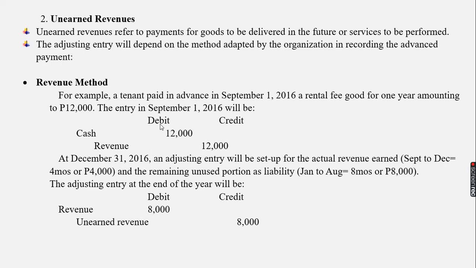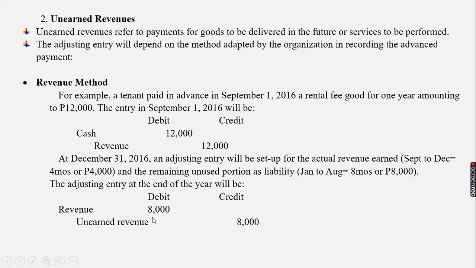For 1 year. So parang yung utang mo pa sa kanya, pag malalagi pa siya, dun pa siya titira sa pinagrentahan niyang bahay January to August. Okay? So, ang hindi mo pa i-recognize na revenue mo is yung January to August, which is 8,000. So, ang adjusting entry mo na sa December 31, 2016 is revenue, 8,000, and unearned service revenue or unearned revenue na credit is 8,000. Ayan yung tawag.